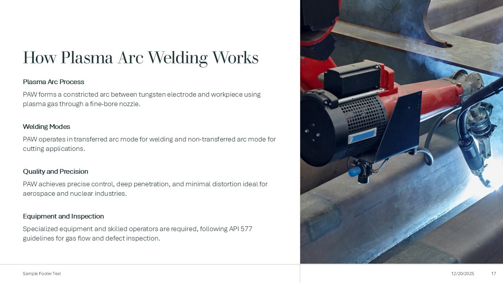It provides high-quality welds with minimal distortion but requires specialized equipment and skilled operators. API 577 stresses proper gas flow, nozzle condition, and inspection for defects like lack of fusion and porosity. PAW is ideal for applications demanding accuracy and reliability.